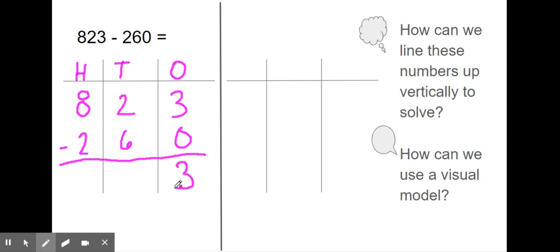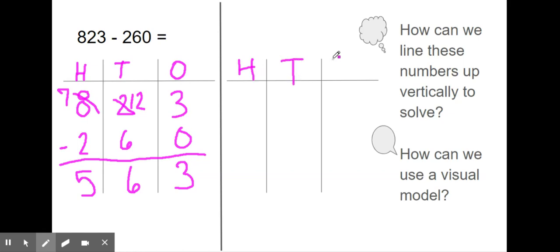That means I took away nothing, right? It's still 3. 2 tens, take away 6 tens. If I have 2 tens, I can't take away 6 tens from that. So that means I'm going to have to unbundle. So I'm going to unbundle 100, and I'm going to give it to my 10. So now I have 12 tens. So 12 take away 6 is 6, and then 7 take away 2 is 5. So I have 563.